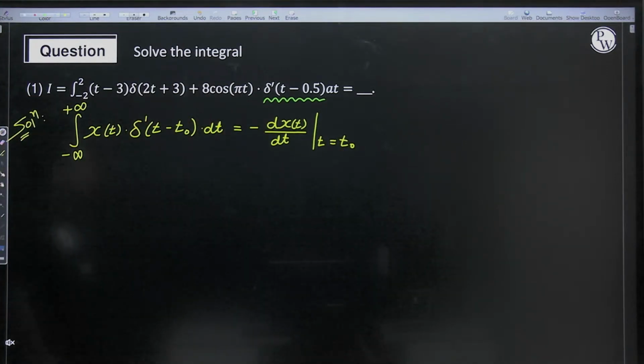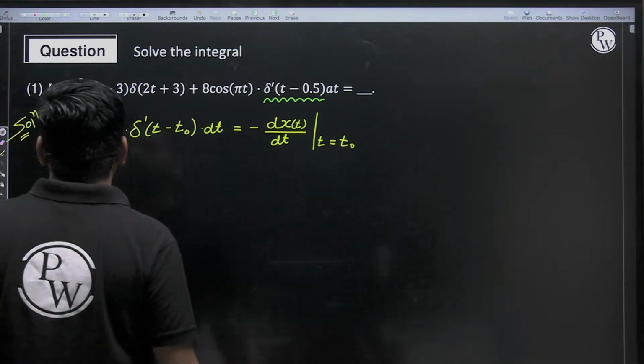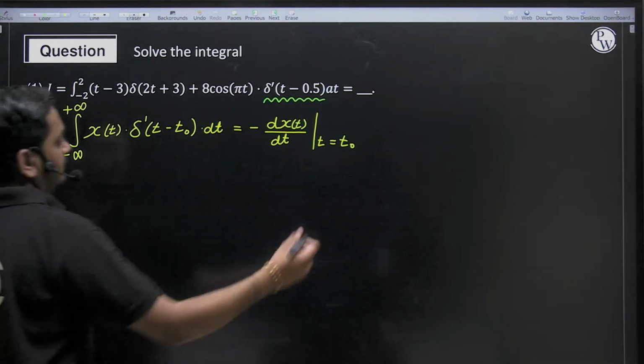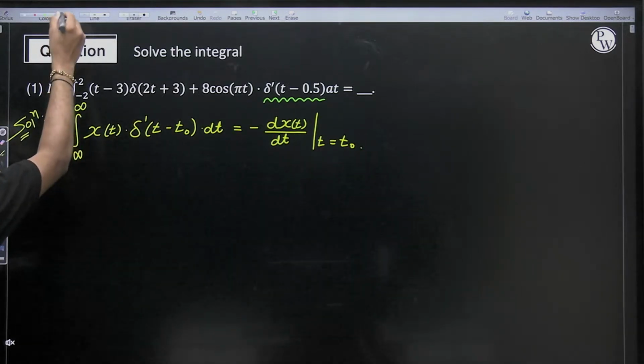Okay, this is at t equal to t0. Clear to each and everyone? Fine. Okay, very good. Now here you can use this property.